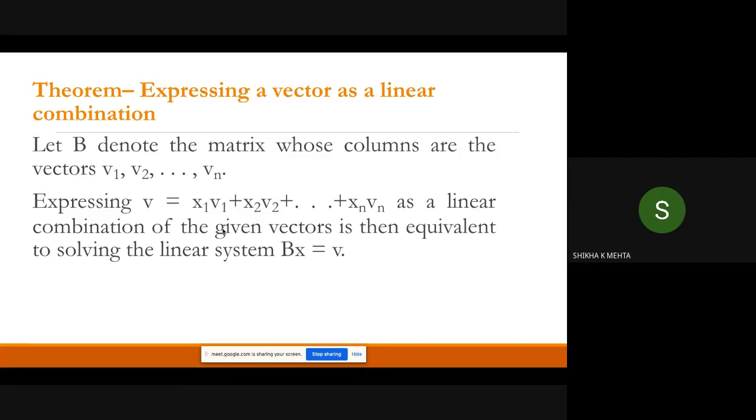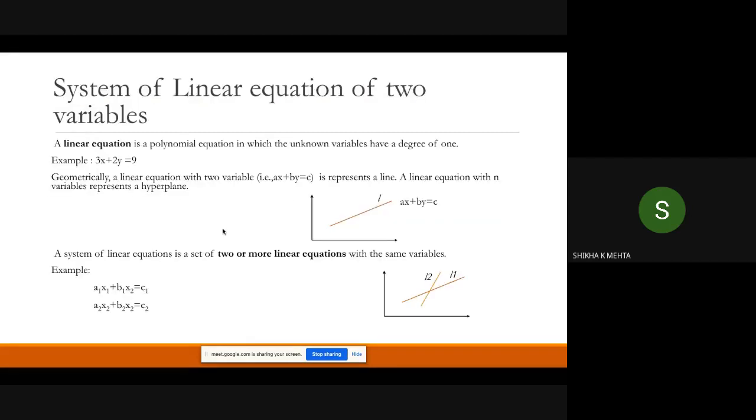So you can see that we started with the vectors, and now we are moving from vectors to matrices, as we can represent these vectors in the form of linear equations, and linear equations are further represented using matrices. So what is a linear equation? It is a polynomial equation in which the unknown variables have a degree of 1. If the degree is more than 1, then it is not a linear equation. It may be a quadratic equation, or a polynomial equation where the degree of the unknown variables is greater than 1.